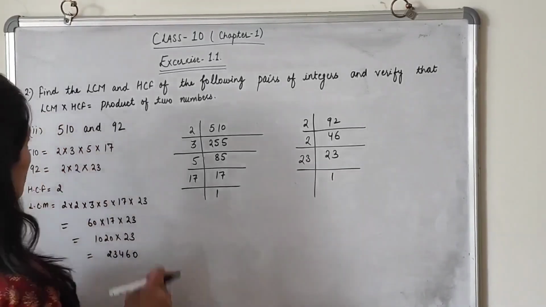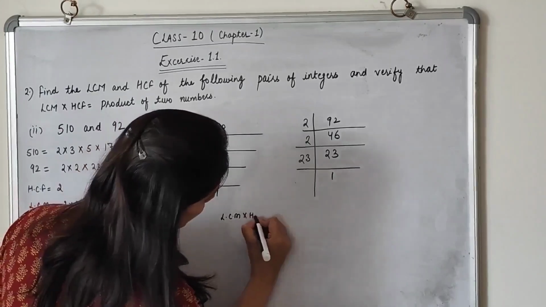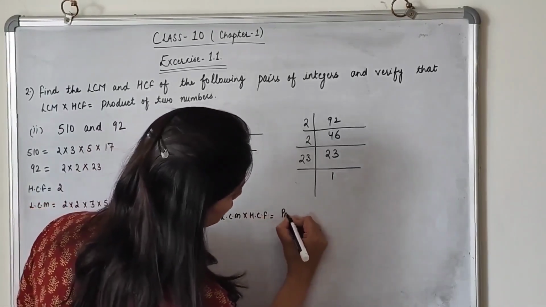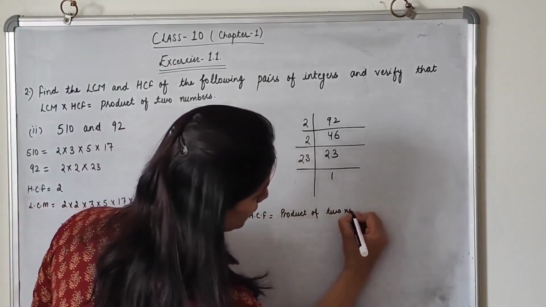And also we have to verify that LCM cross HCF is equal to the product of two numbers. So how are we going to verify? LCM cross HCF is equal to the product of two numbers.